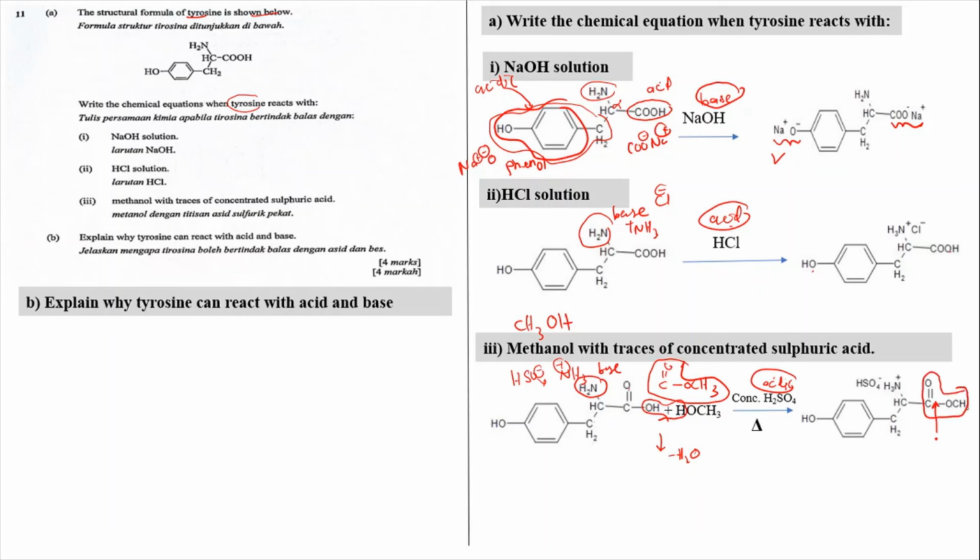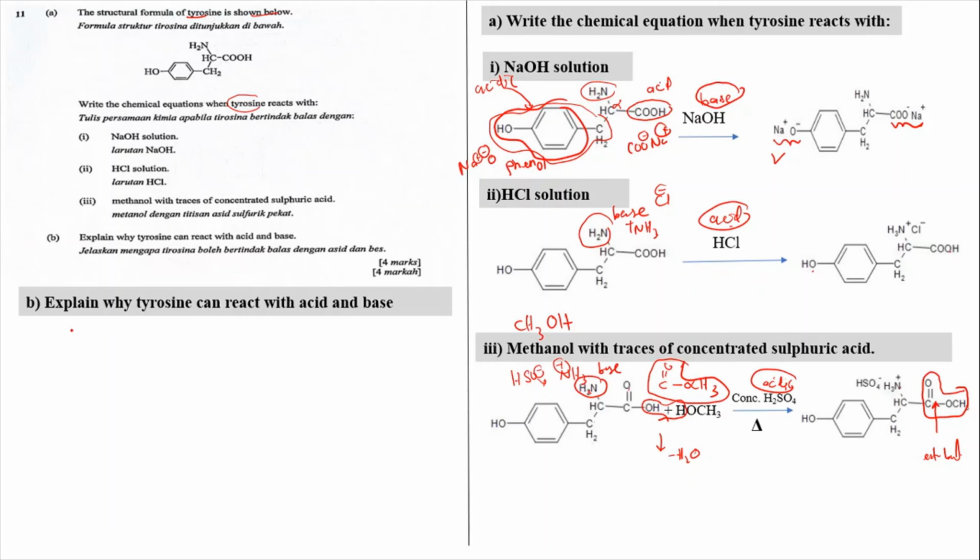So here is the ester bond, and then the amino group will also be protonated to be NH3 plus, and HSO4 minus will come close by. If you miss out HSO4 minus, it is still considered correct, because this one is not compulsory, but it is advisable for you to write it out.